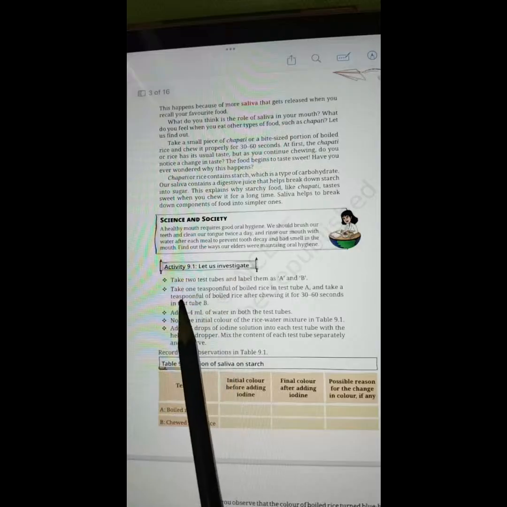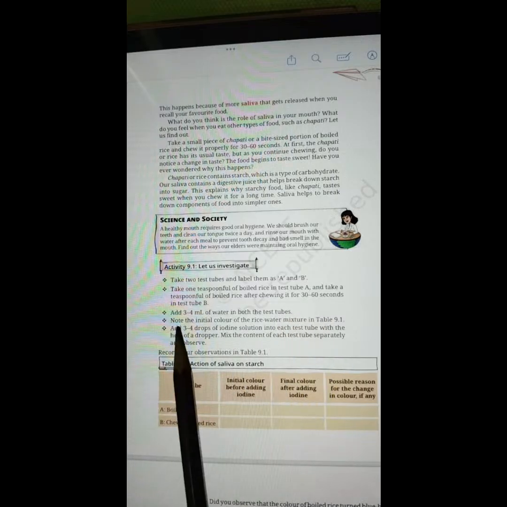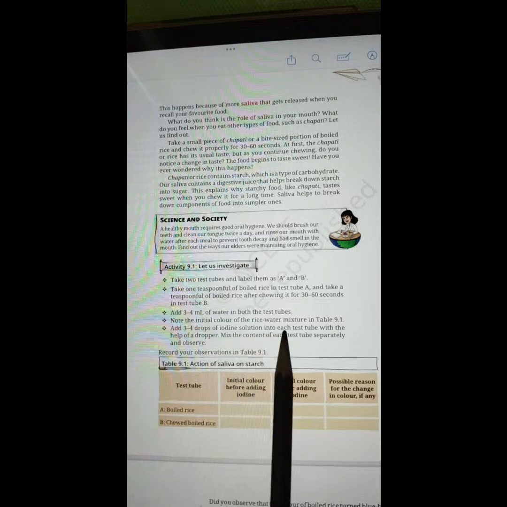Let us investigate. Take two test tubes and label them as A and B. Take 1 teaspoon of boiled rice in test tube A and take a teaspoon of boiled rice after chewing for about 30 to 60 seconds in test tube B. Add 3 to 4 ml of water in both the test tubes.